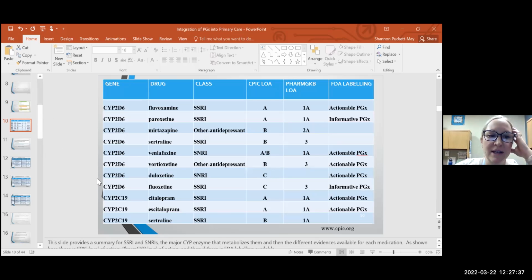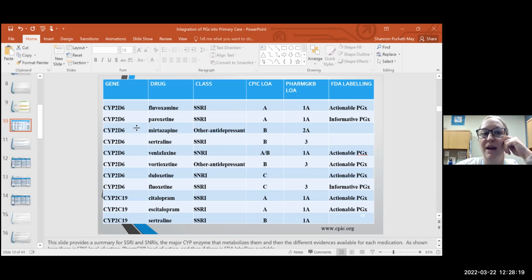This table summarizes the CPIC levels of evidence, levels of action, and PharmGKB levels of action, and then whether or not there's FDA labeling for the medications I just summarized. And if it's an A, it has a guideline associated. FDA labeling is listed separately. If there's actionable or informative PGx in the FDA labeling, that will be in your references, like through LexiComp or UpToDate, it should be. But you can also use PharmGKB to navigate to that actual drug product labeling.